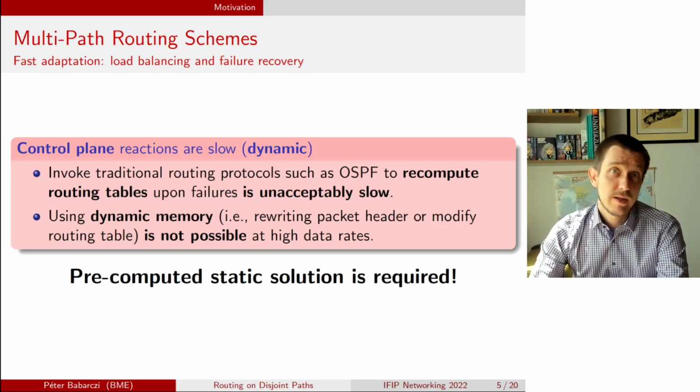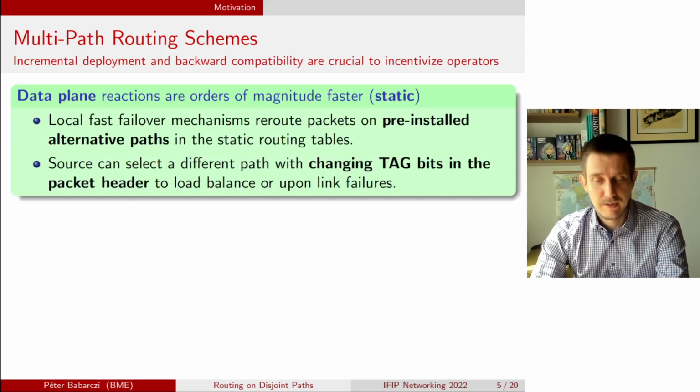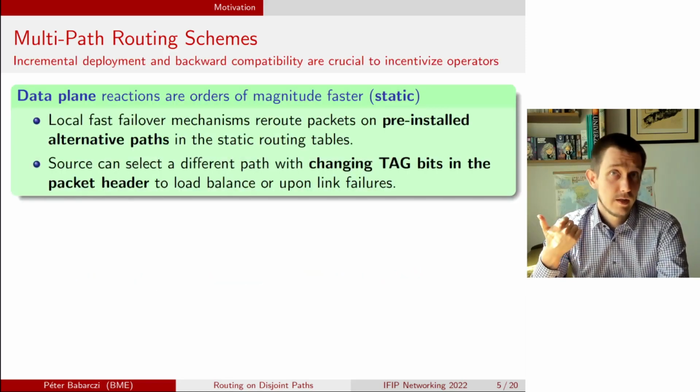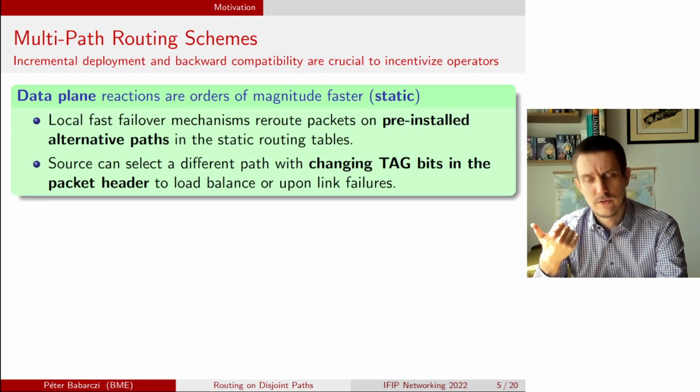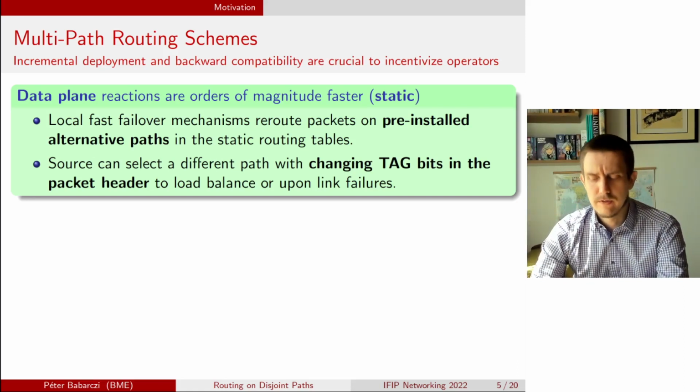So our second argument is we are not allowed to use dynamic solutions. We need pre-computed static solutions in the data plane. These pre-computed solutions consist of pre-installed alternative paths to the destination node, and also we need some kind of tagging mechanism to address these paths and implement the routing for these.